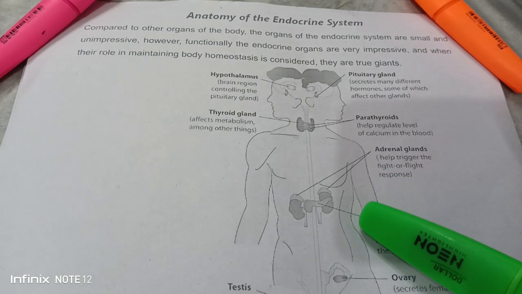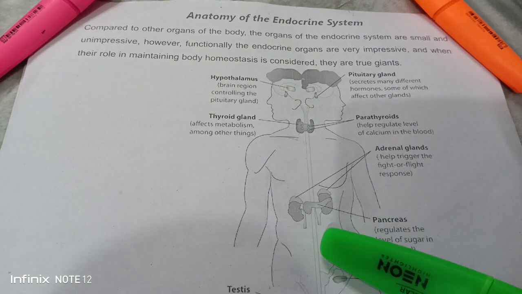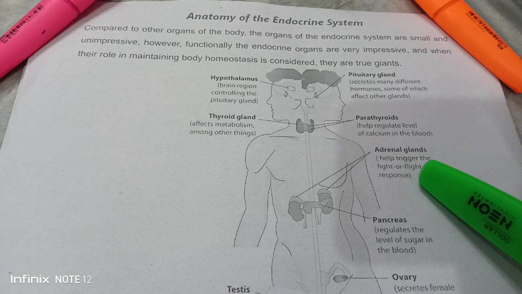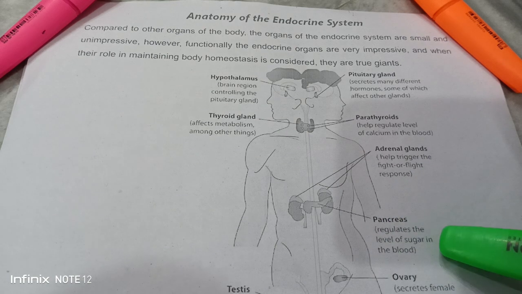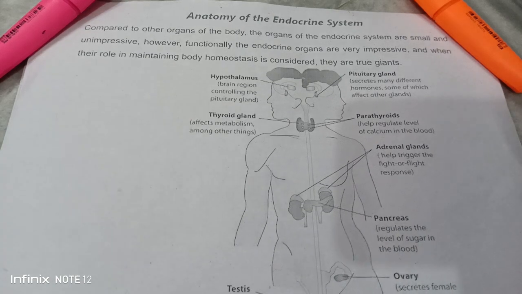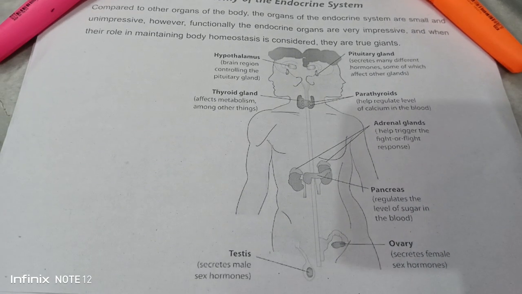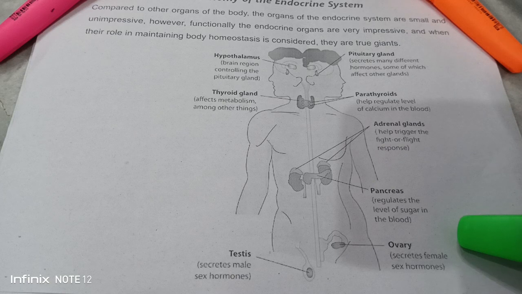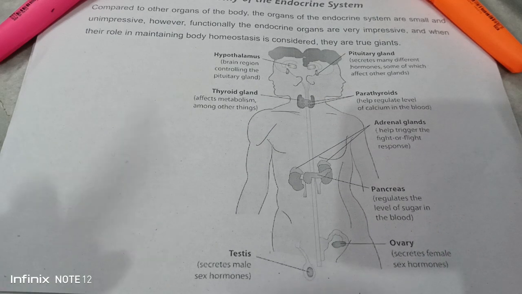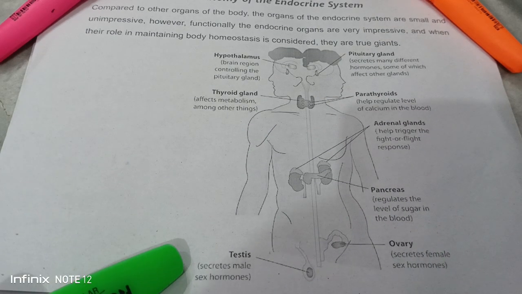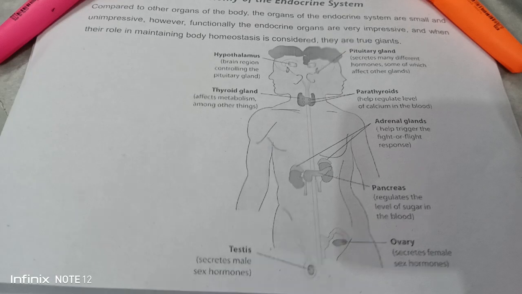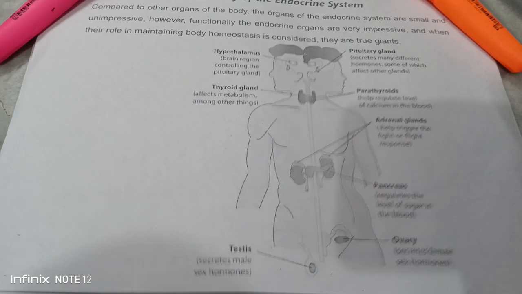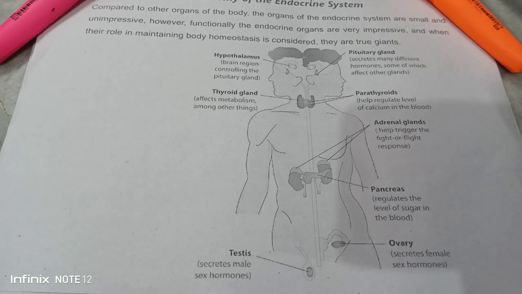Then we have the adrenal gland on the top of each kidney, and it helps to trigger the fight or flight response. Then we have the pancreas, which regulates the blood sugar level, and in females we have the ovaries, which secrete female sex hormones. In males we have the testes, which secrete male sex hormones. So all of these glands are endocrine in nature, and we will now discuss the details of every gland in separate videos.